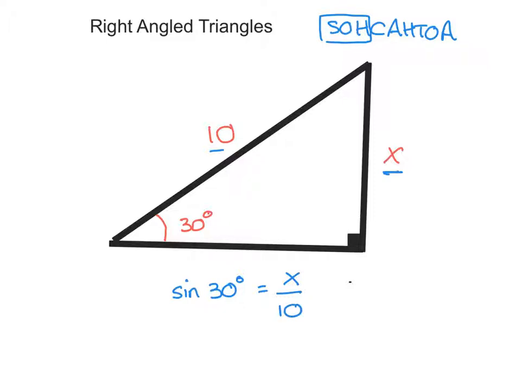Now to find x, we bring the 10 up and multiply. So that's 10 times sine 30 equals x. Now sine 60 is root 3 over 2. Sine 30 is actually a nice number, it's a half. And 10 times a half is equal to x, so x equals 5.